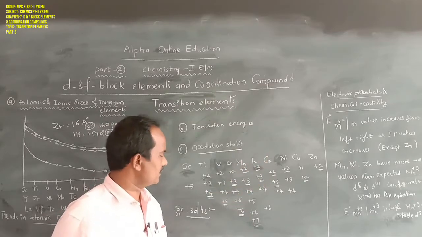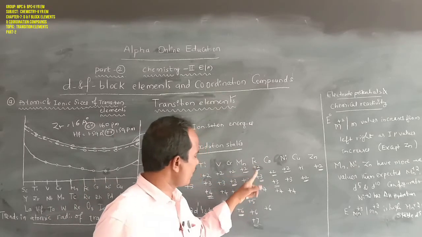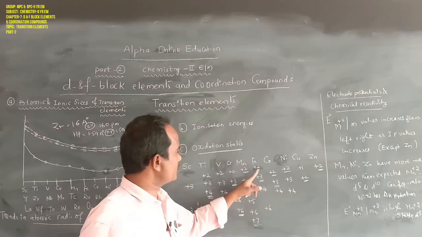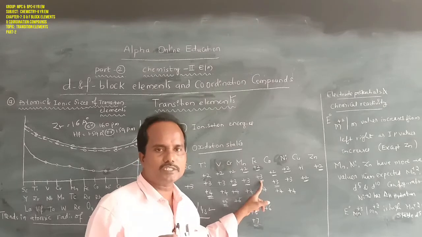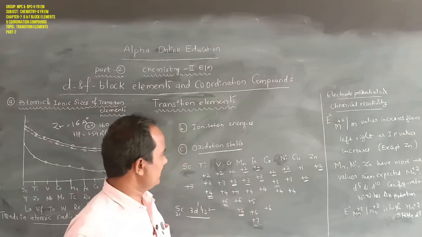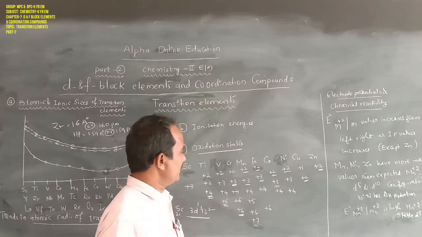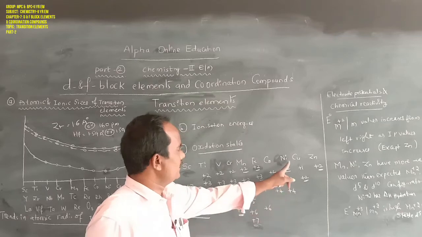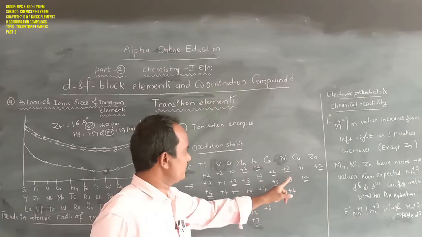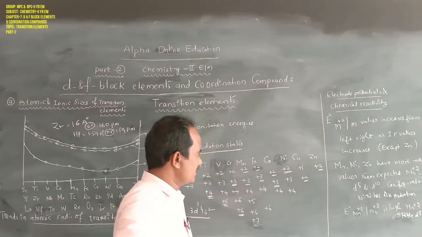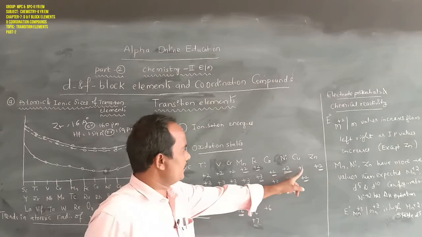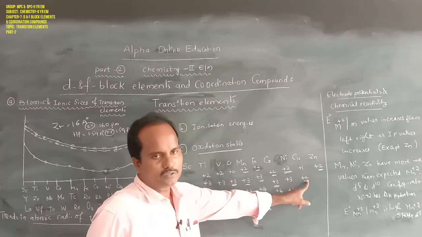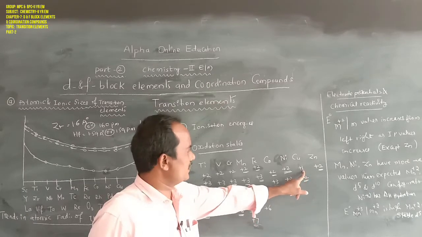Next, iron exhibits +2, +3, +4, and +6. +2 and +3 are very common oxidation states of iron. Then cobalt shows +2, +3, +4, where +2 and +3 are common. Nickel shows +2, +3 and +4, where +2 is very common. Copper shows +1 and +2, where +2 is a stable oxidation state and +1 is unstable.